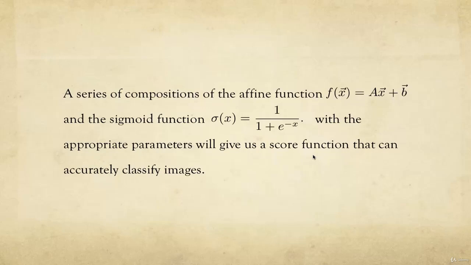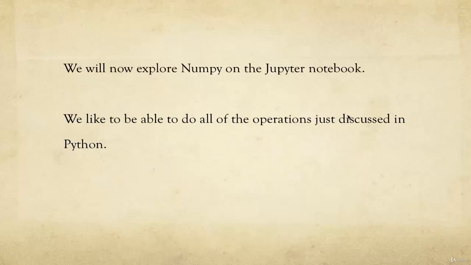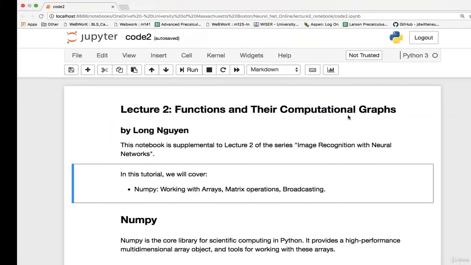So amazingly, we mentioned in the first lecture that these two functions, the affine function and the sigmoid function, with the appropriate parameters, can be combined in a way that can give us a score function that can recognize images. So now we want to explore NumPy so that we know how to use some of these operations, be able to do some basic matrix multiplication, etc. And so let's do that. I'm going to jump to the Jupyter Notebook.